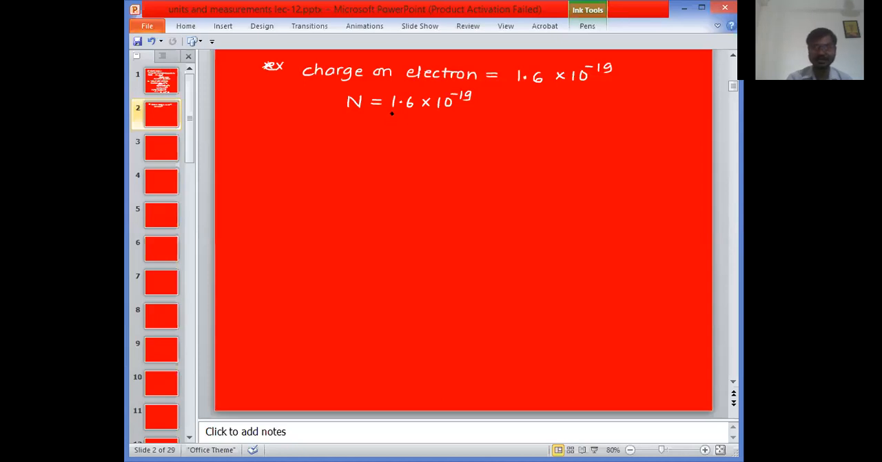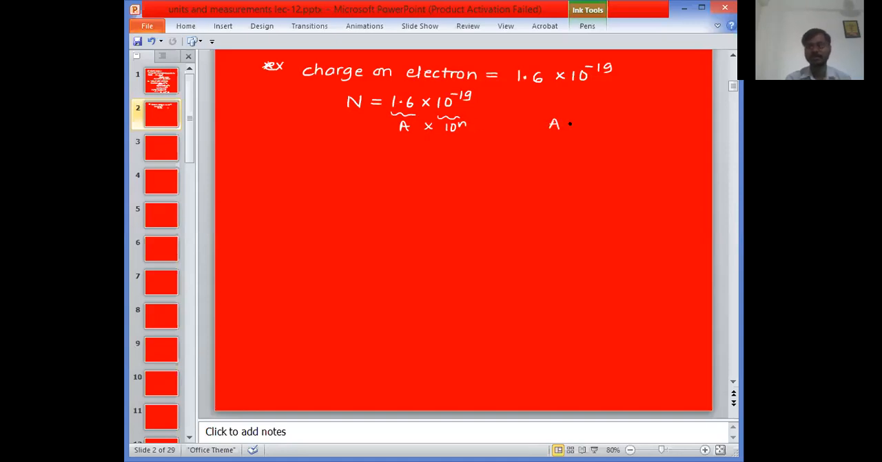Why? Yes, this is our A. Why not? This is our A, and multiplied by this is our 10 raised to n. What is the problem? A value should be between 0.5 and 5. 1.6 is in between 0.5 and 5.